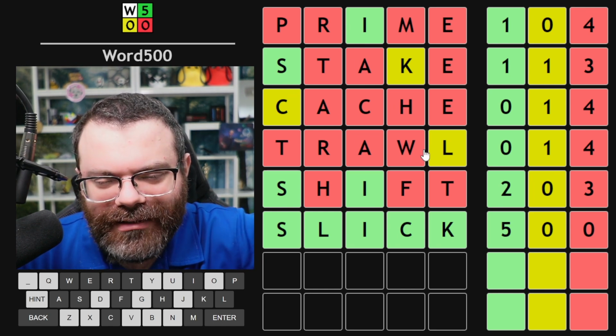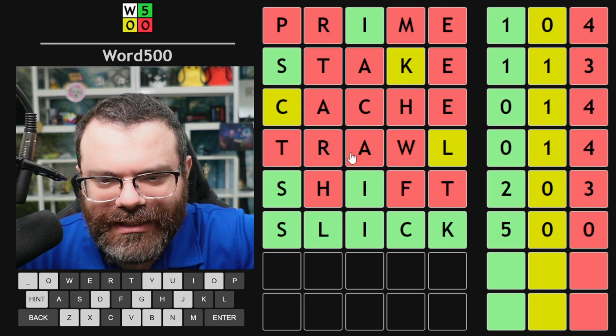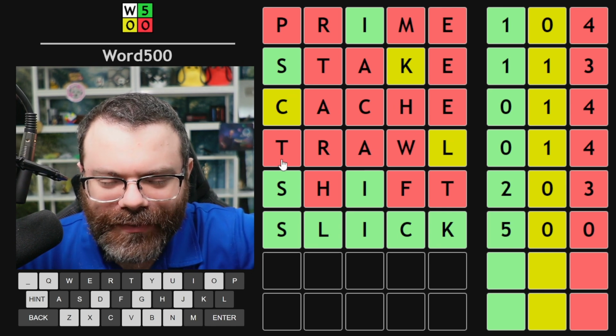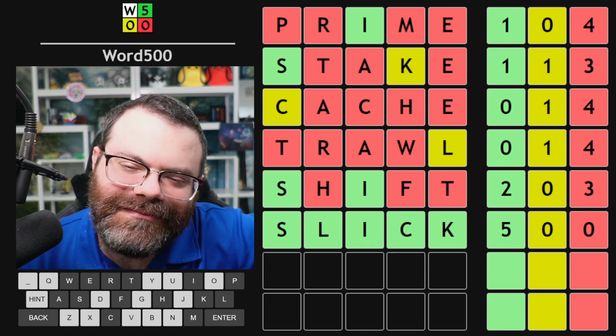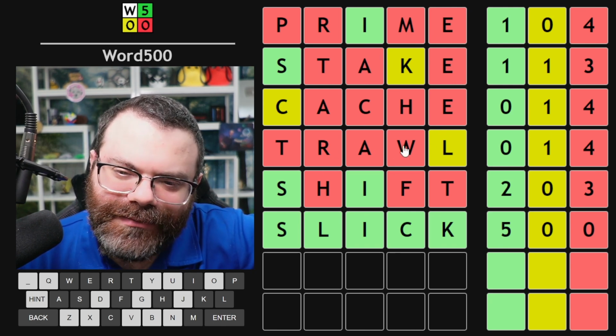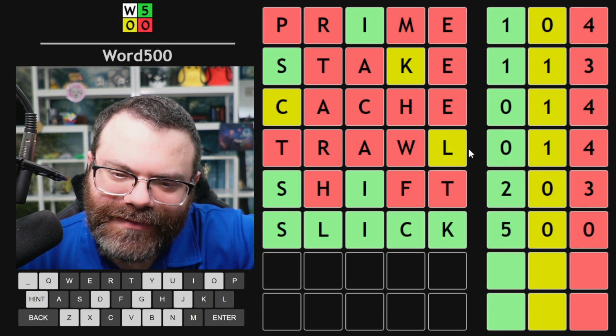So what was my fatal mistake was assuming there was a T or an A in the word. That was my fatal mistake early on. I kind of assumed that getting a yellow in trawl, I thought there would be an A or a T in the word. Statistically, it felt like there couldn't be a W or L, and I think I rejected that way too fast.